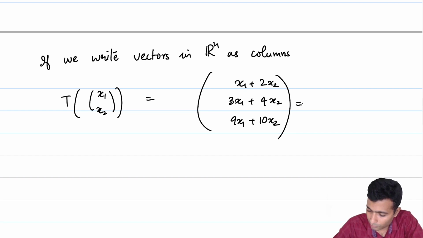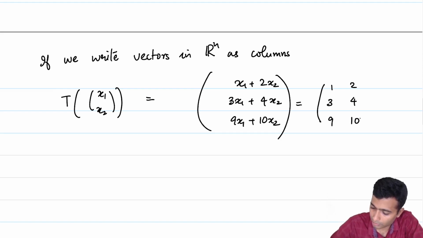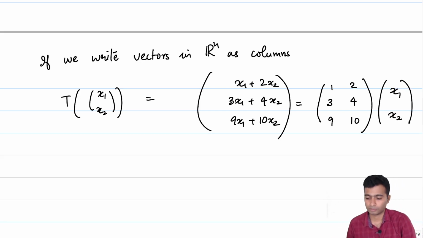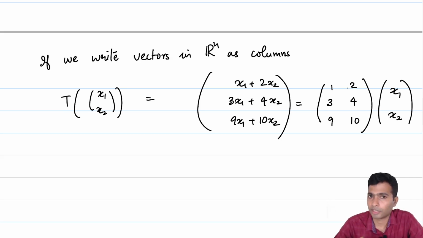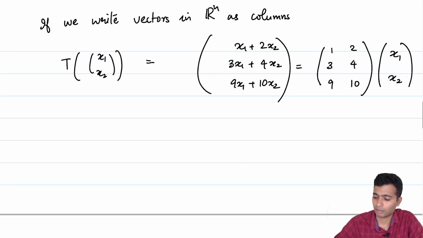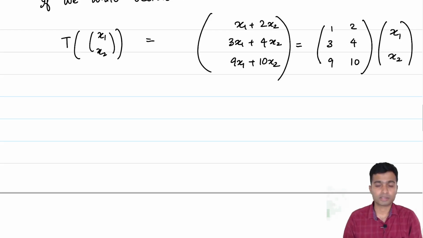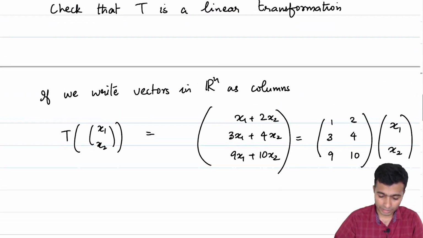But what is this? If you observe carefully, it is the matrix with rows 1, 2; 3, 4; 9, 10, multiplied to the column vector x1, x2. So, what we have done is realize that there is a matrix corresponding to this particular linear transformation. That naturally motivates us to ask the following question, which will be our next example.